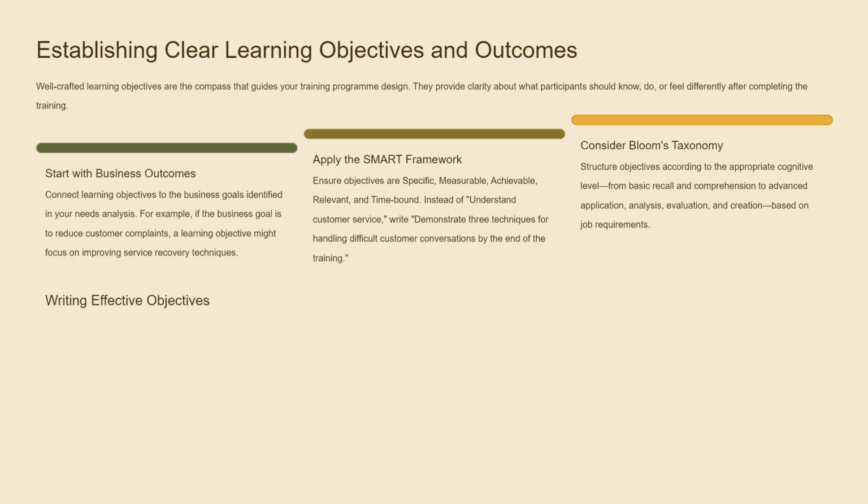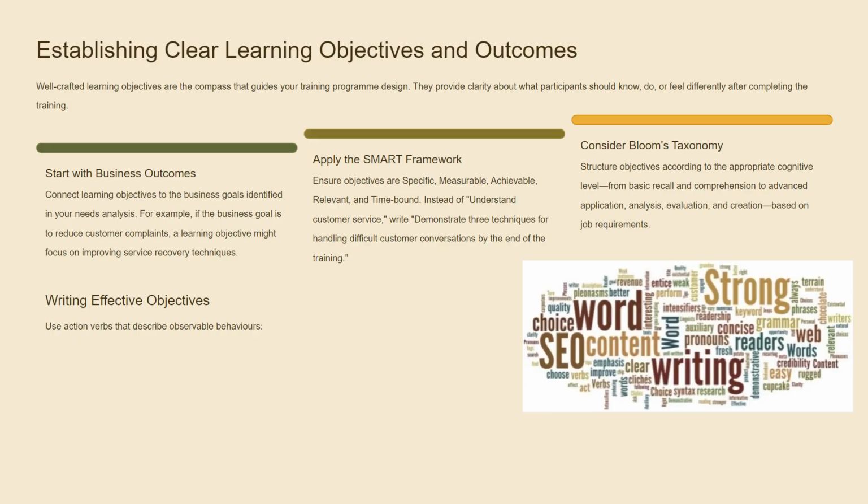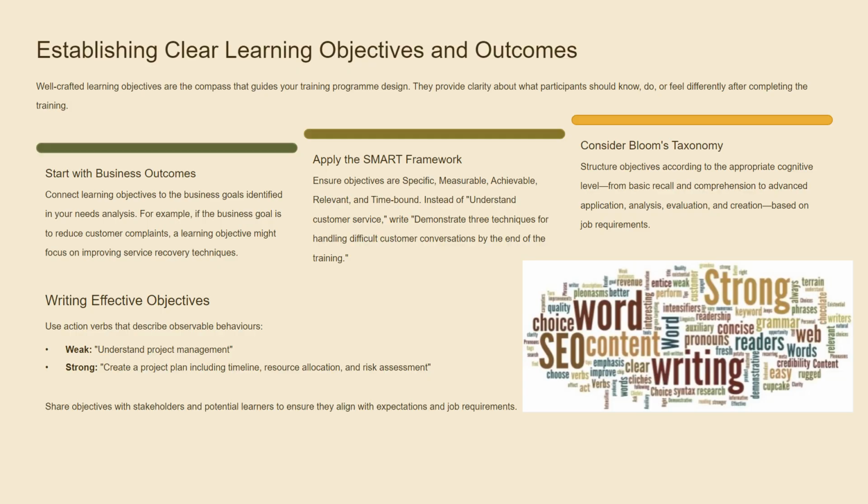Writing effective objectives. Use action verbs that describe observable behaviors. Weak: "Understand project management." Strong: "Create a project plan including timeline, resource allocation, and risk assessment." Share objectives with stakeholders and potential learners to ensure they align with expectations and job requirements.